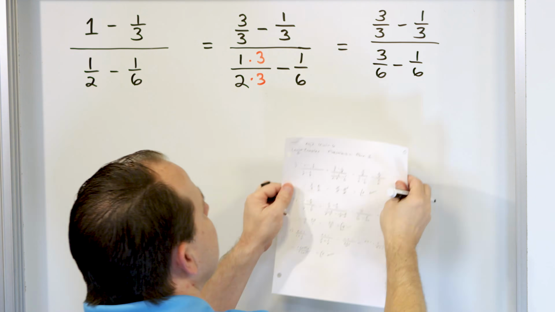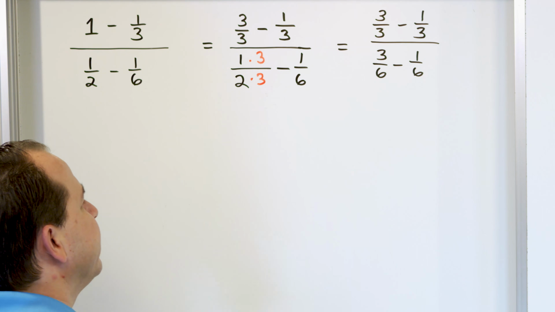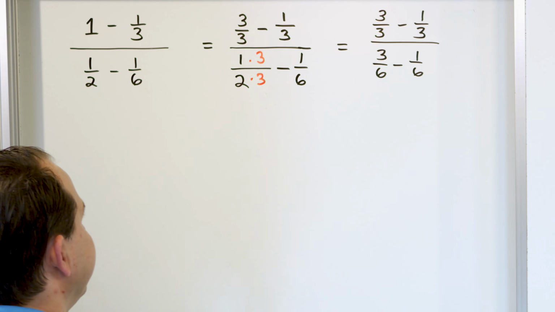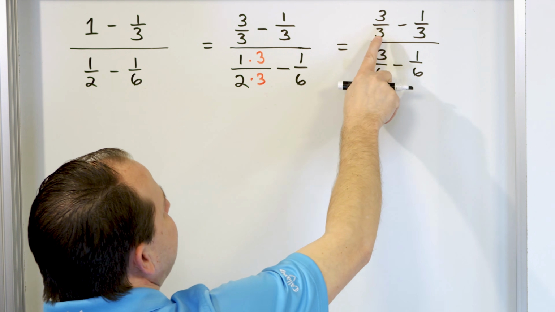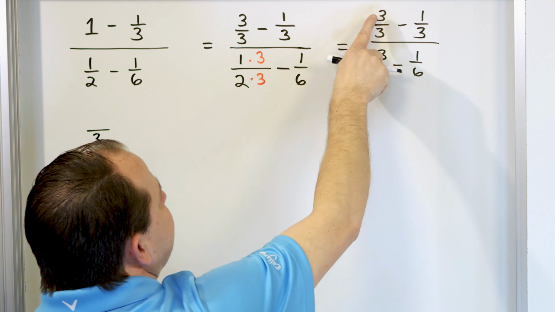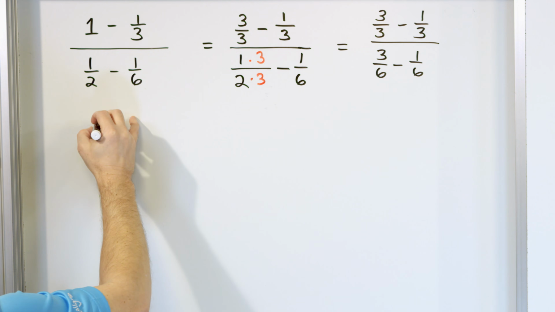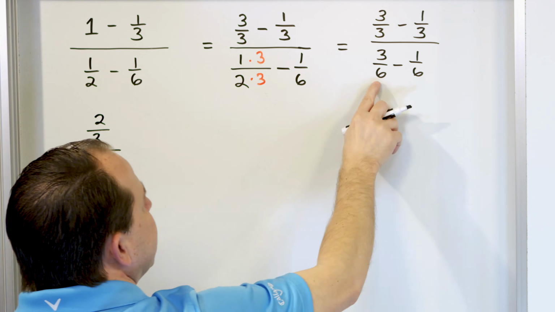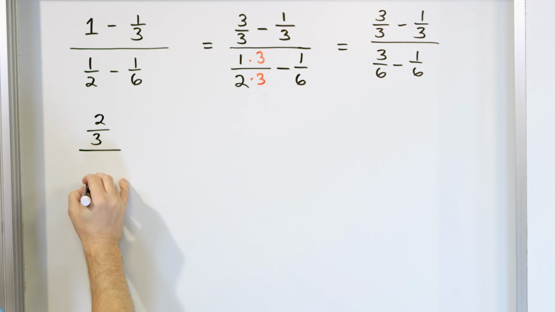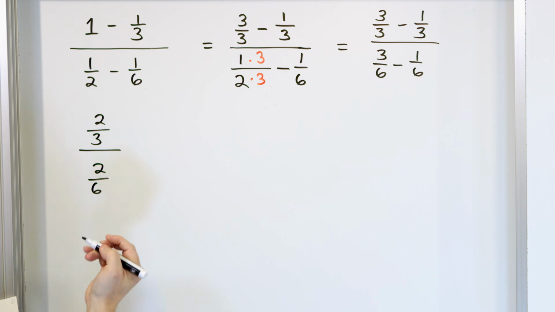So now we can subtract the top fraction, we can subtract the bottom fractions, and then we'll handle the overall division of those two things later. So in the top, the common denominator is a 3. So that's going to be the denominator of our answer. And it's going to be 3 minus 1. So 3 minus 1 is 2. And then on the bottom, the denominator is 6. And you have 3 minus 1, which is also 2. So what you have is 2/3 over 2/6.